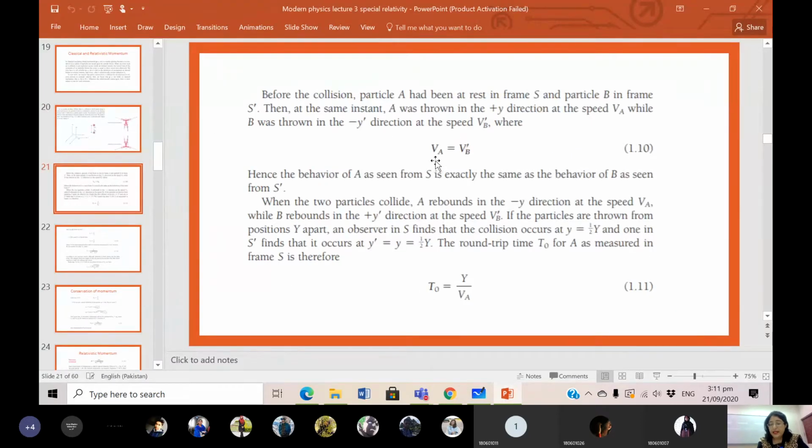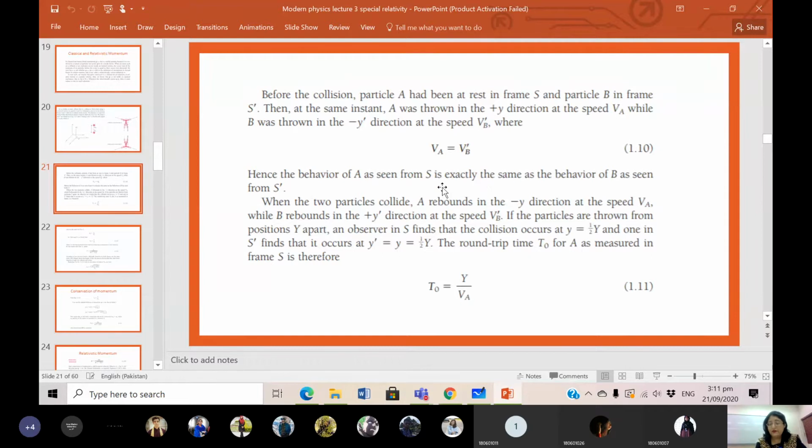Now we're saying that VA is the velocity of A in the S frame, and VB dash is the velocity of B in its own frame. We call it VB dash because S dash is the frame in which B is. Okay, so both the velocities are equal. For an elastic collision, they will rebound with the same velocity. So the behavior of A is exactly the same as the behavior of B.